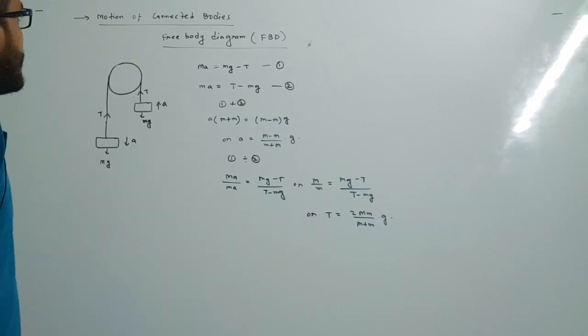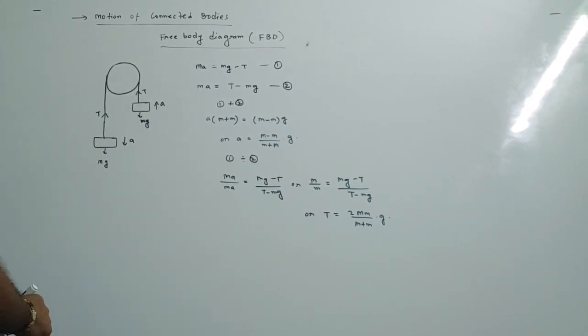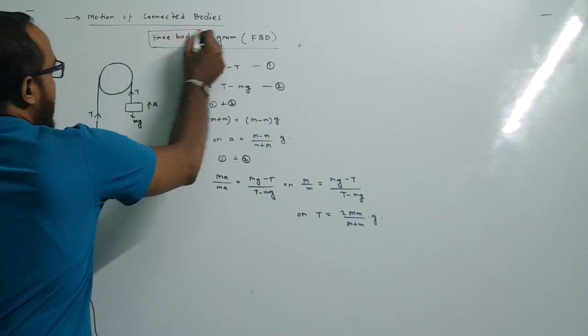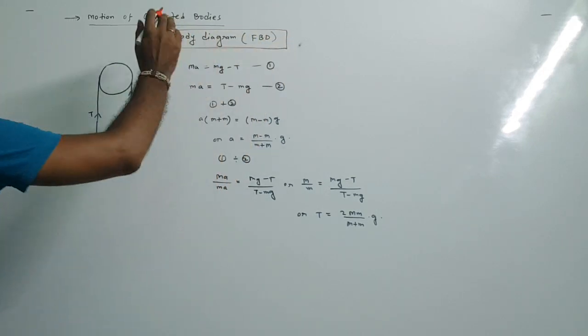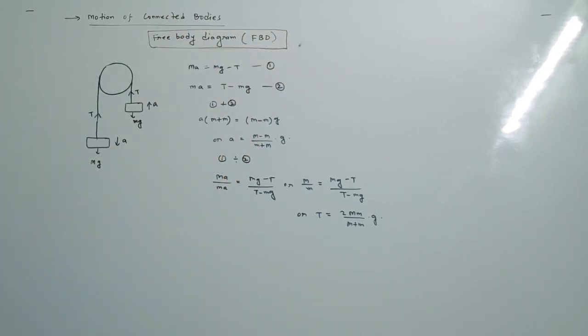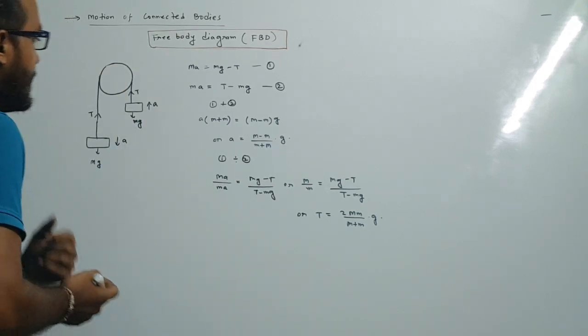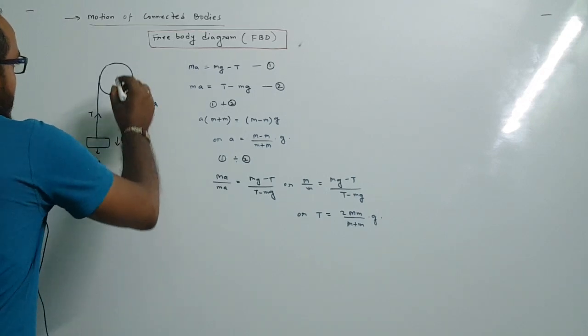See, motion of connected bodies. In this lecture we will learn a little bit of the free body diagram, and we will learn the free body diagram fully in the lecture on friction. In the next lecture we will learn friction, and there we will see how the complete FBD is drawn. See, here is a pulley.